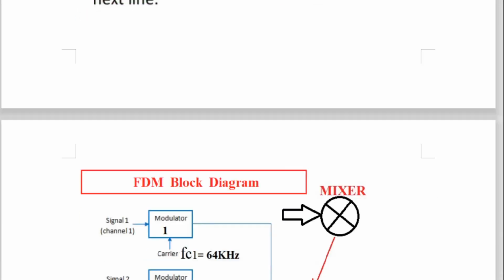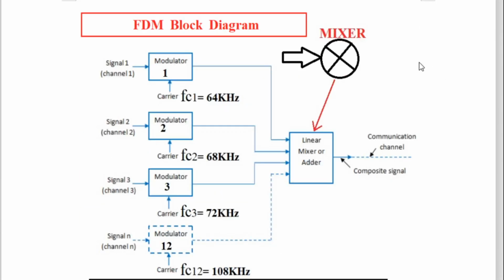Now we'll proceed to the next logic, which is called frequency division multiplexing. As the name suggests, in frequency division multiplexing a specific carrier frequency is allotted to each information signal. One thing you have to remember, time division multiplexing is preferably used for digital communication, and frequency division multiplexing is preferably used for analog communication.